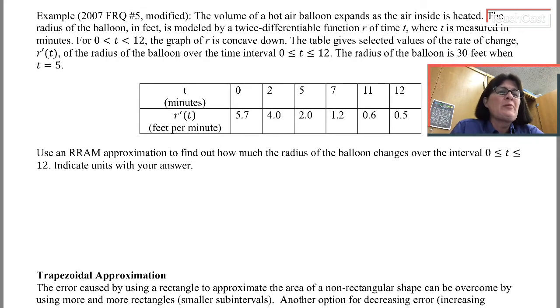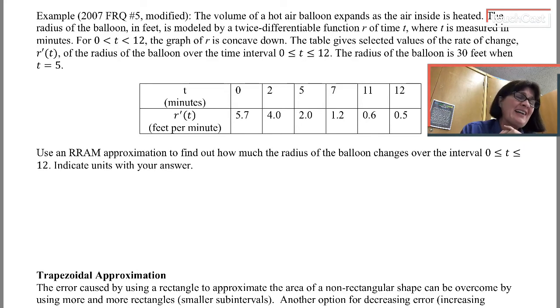So this is: use an RAM approximation to find out how much the radius of the balloon changes over the interval 0 to 12. Indicate units with your answer. So I haven't been asked how to find distance traveled. This isn't a distance and velocity problem, but I can still find out how much something changes by finding the area under that derivative curve. So I can find out how much r changes by finding the area under the r prime curve. So that's what I'm going to do.